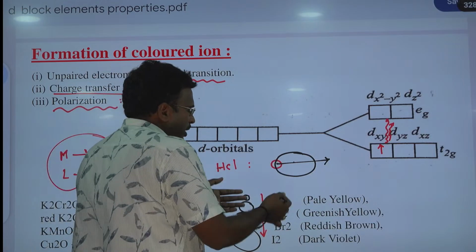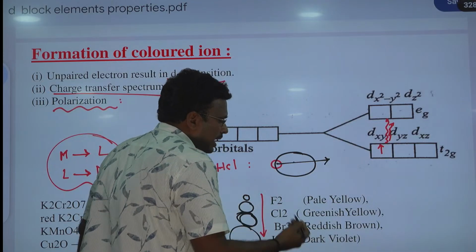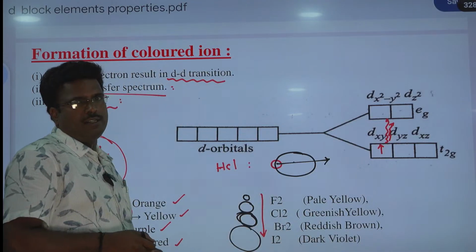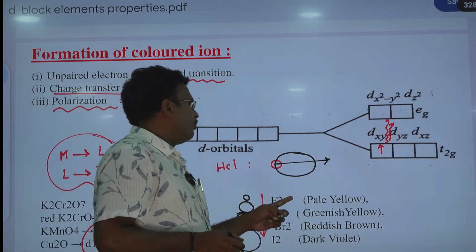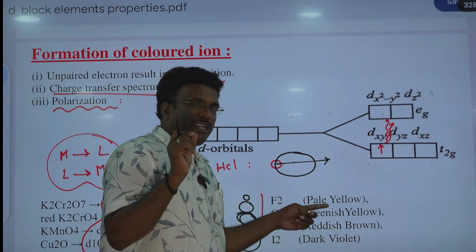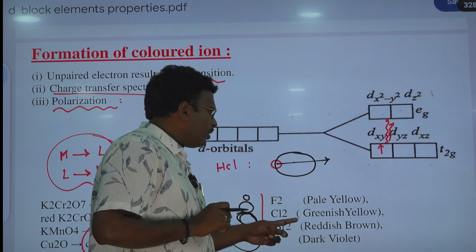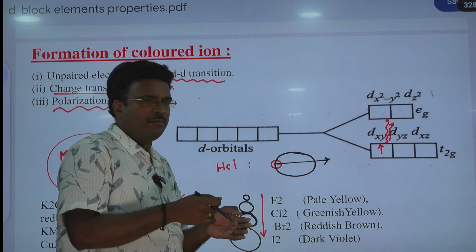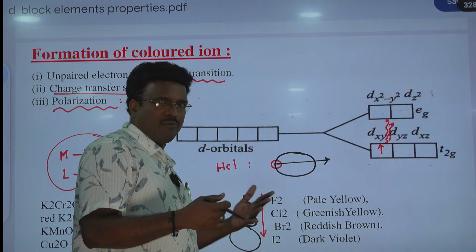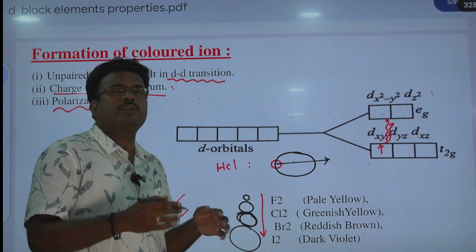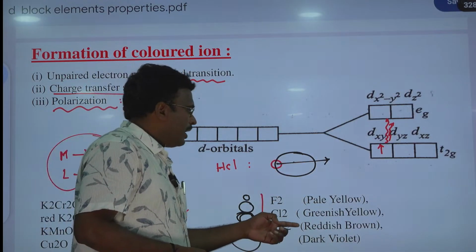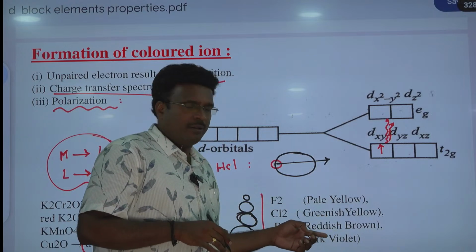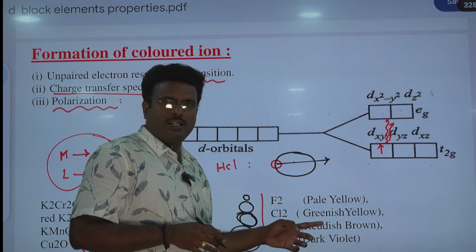Whenever polarization power increases, the darkness increases. For example, fluorine is pale yellow, a light yellow color. Chlorine is greenish yellow, meaning small changes, because different wavelengths give different colors. Why are the colors different? Because of different wavelengths. Next, bromine appears reddish brown. The last one, iodine, is dark violet.